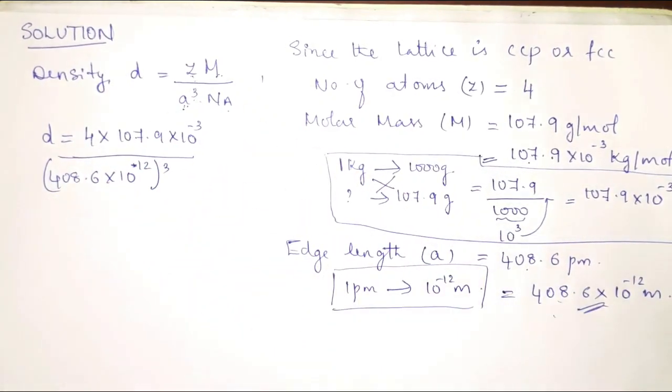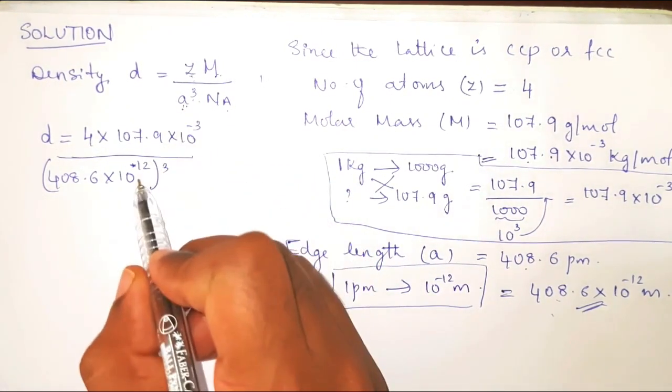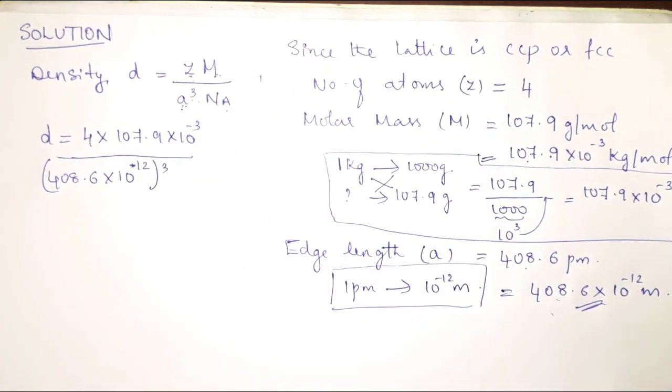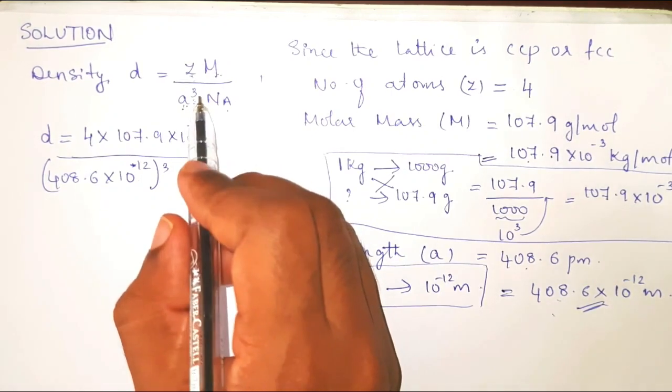When you solve problems, usually you'll forget to do this cube. You just write A, then Avogadro number, and you just simplify. You'll get a wrong answer. So never forget to cube this. This is A cube. Always you have to remember that.